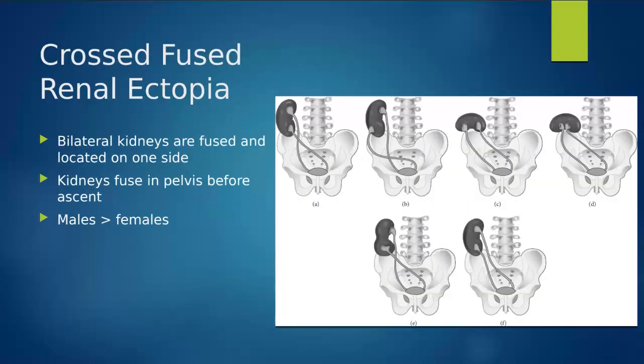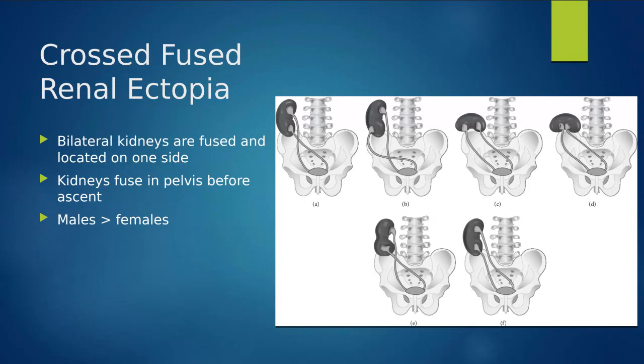Next, we have cross-fused renal ectopia. So this is a really interesting condition, and a lot of patients sometimes will not even know that they have this. This is basically when both of the kidneys are fused together, but they're located on one side. So similar to horseshoe kidney in the sense that they're still touching each other, but this is more of a complete fusion, and they're located on only one side, whereas horseshoe kidney, they're located kind of in that midline anterior pelvis. So the kidneys are going to be fused in the pelvis before they ascend.